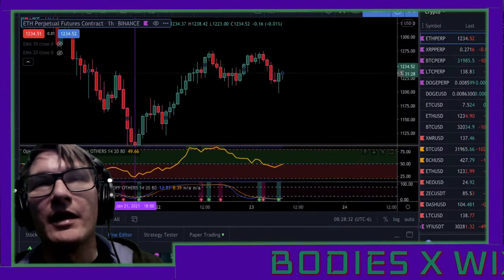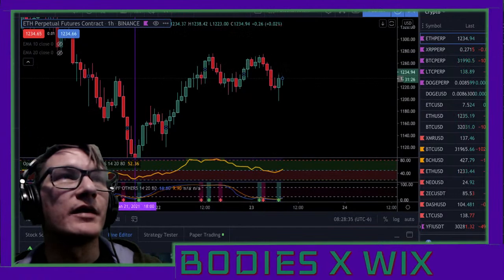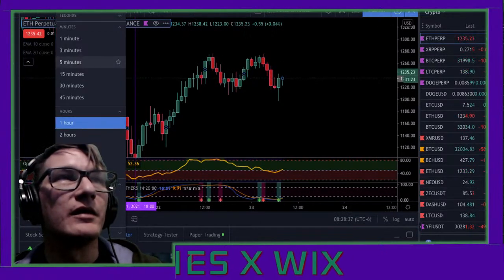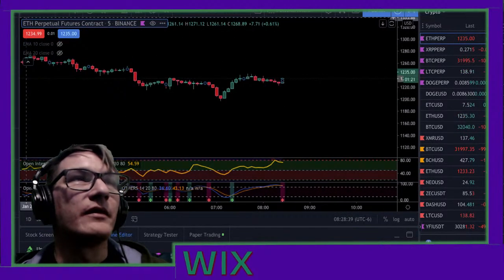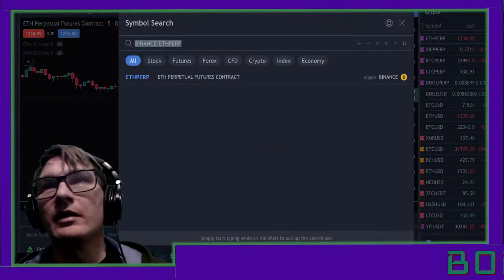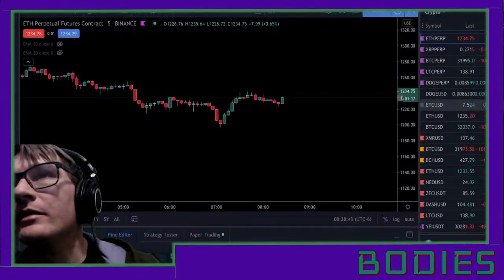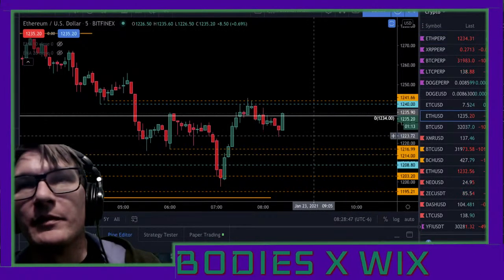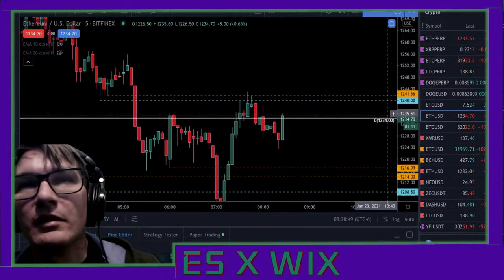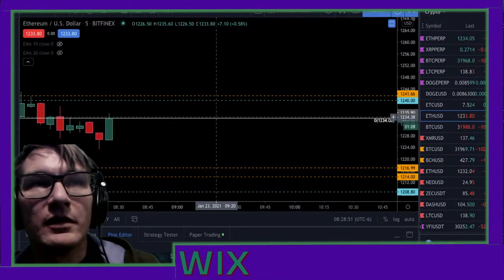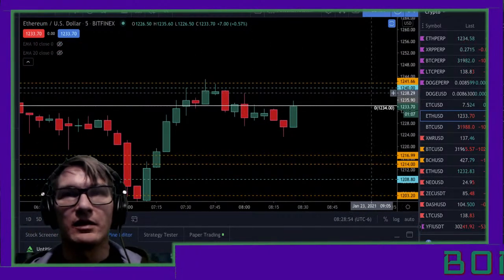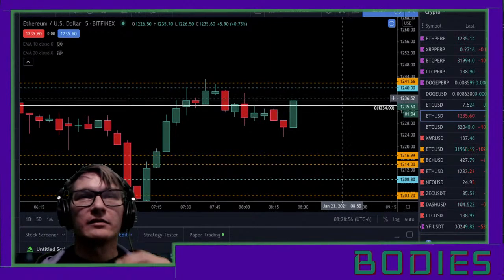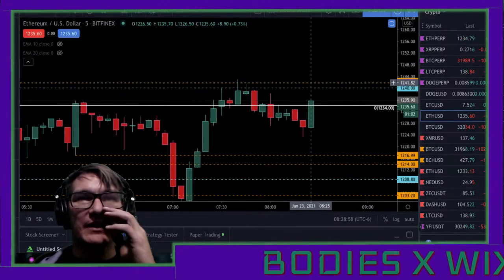Anyways, we were checking out IOTA, right? Well, first, let me get off of perp and get onto actual Ethereum. Making its push up, actually. Interesting. So I think it wants to beat out this high.